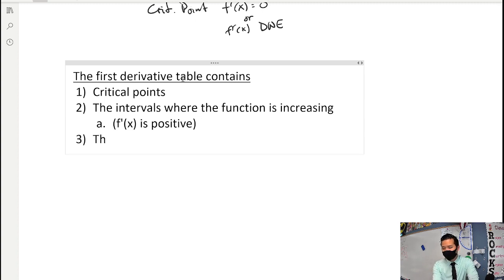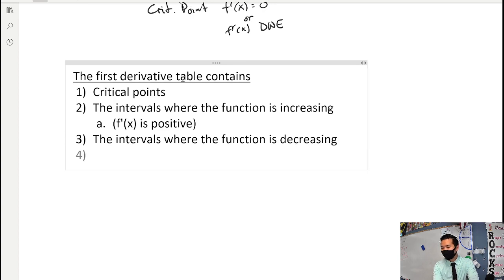And then the last part is going to be the intervals where the function is decreasing. Not are, is decreasing. Grammar. And again, how are we going to tell that? Well, we're going to be able to tell that when the derivative of the function is negative.